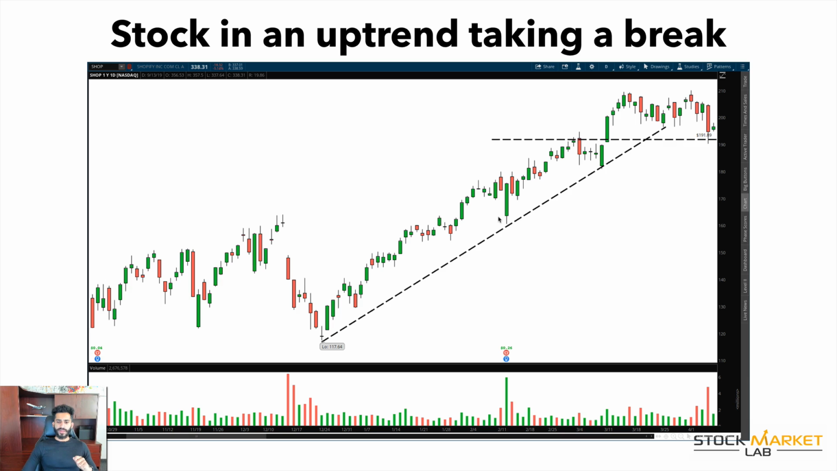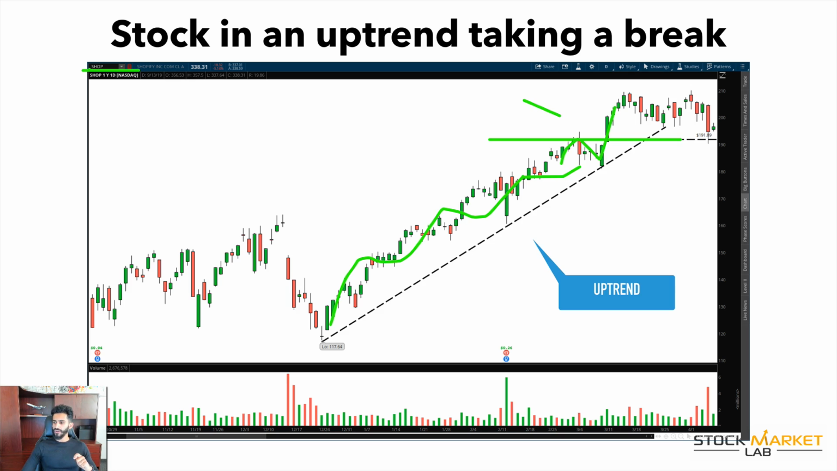Now let's break some examples down. Right here, we have an uptrend. You can see we're looking at stock Shopify. Shopify is on a nice, healthy uptrend. What happens right here? It has a hard time breaking that point. And then finally breaks out.